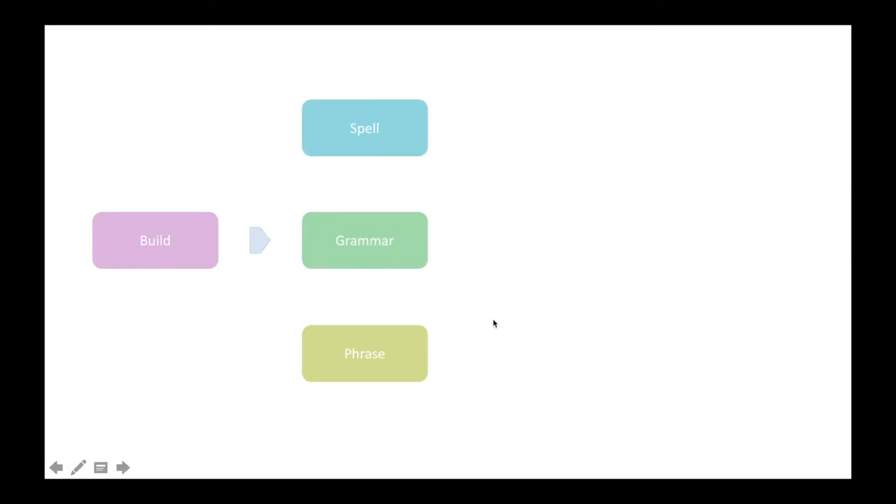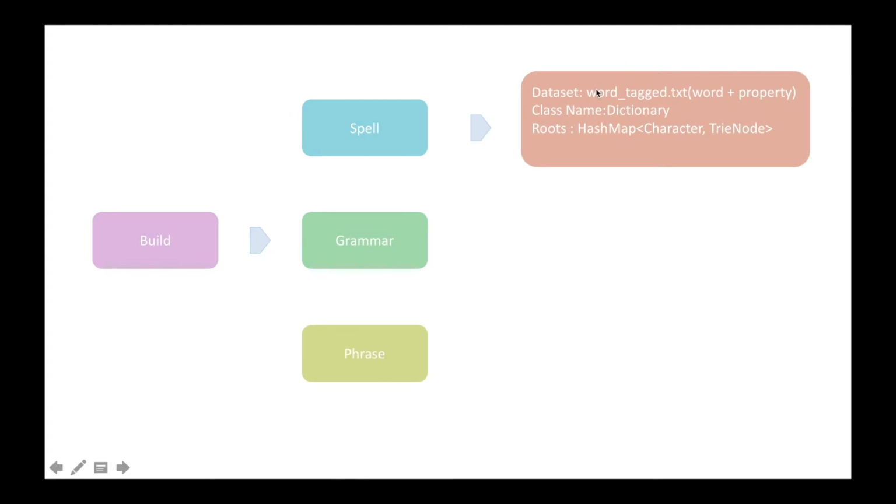Our language checker is accomplished by two steps: build and train the data structure, and check. Let's see the build part. For spell check, the dataset we have, named word tag txt, stores the word with its property in the word list. And we build a class named dictionary. Let's see the dictionary class.